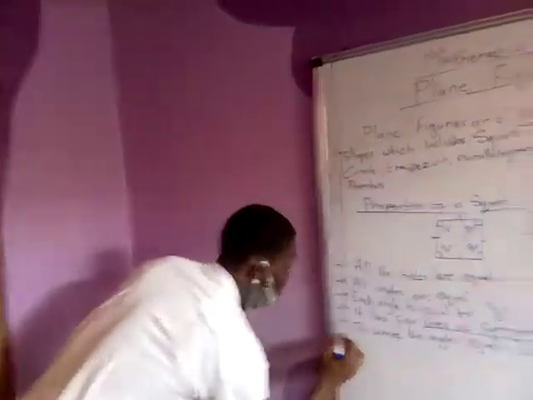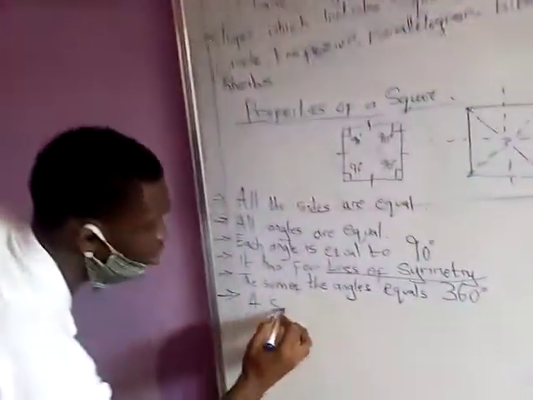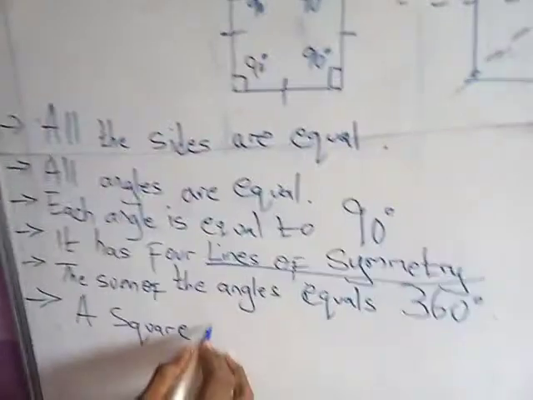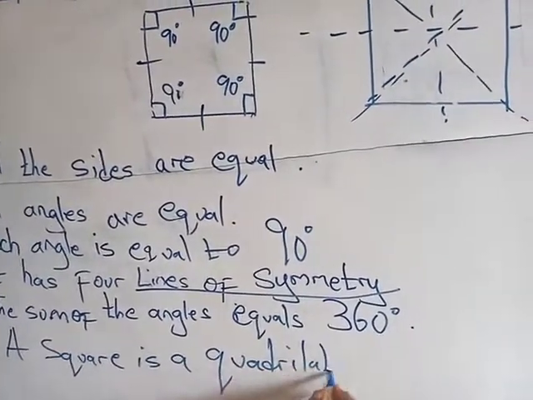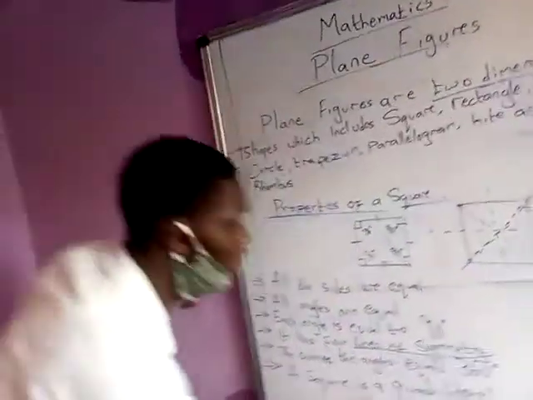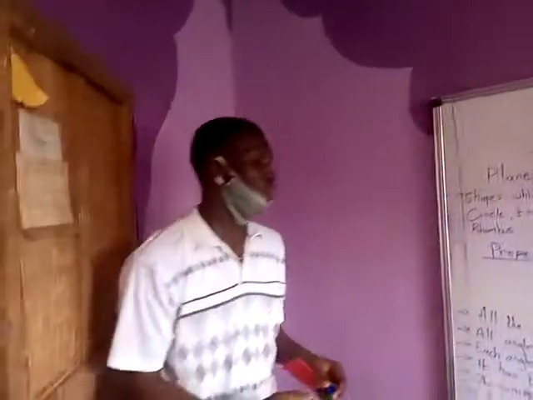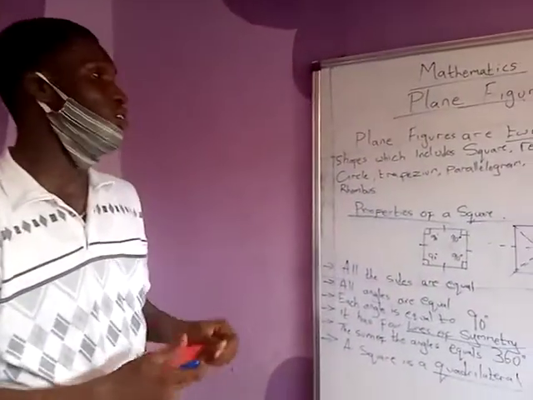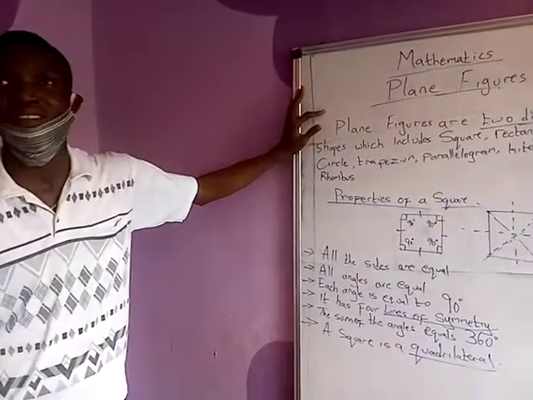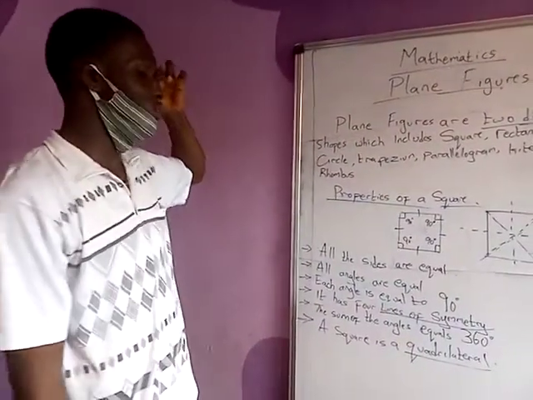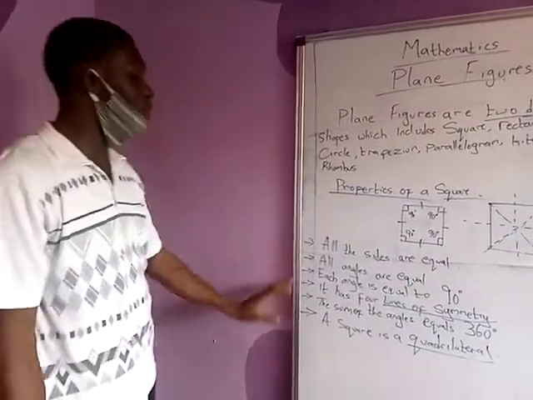Another one is that a square is what? A quadrilateral. What did I say? A square is a quadrilateral. What are quadrilaterals? Quadrilaterals are plane figures that have 4 sides. So these are the properties of what?